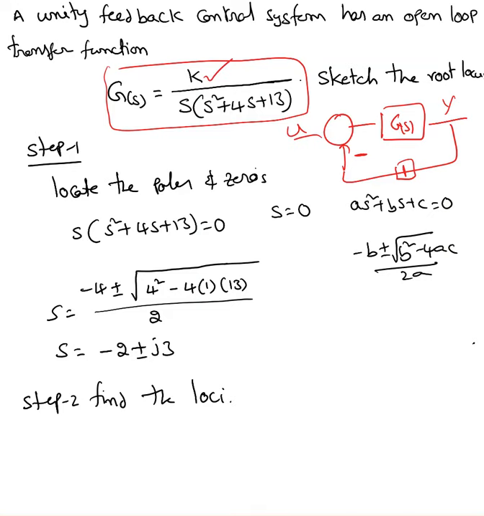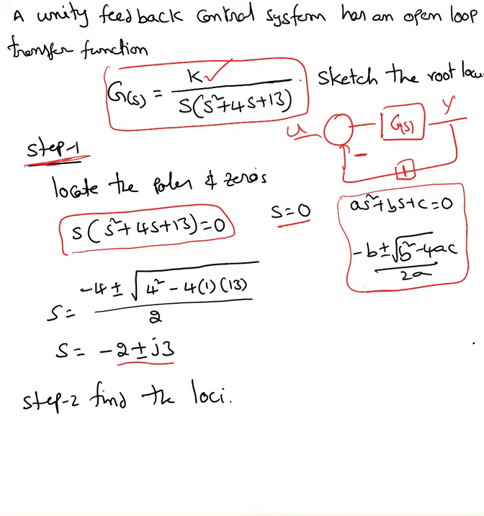So there are several steps. Step 1, locate the poles and zeros. The denominator is called the characteristic polynomial. When I make it equal to 0, we call that the characteristic polynomial equation. Now, if I make it equal to 0, I end up with s equal to 0 and then the remaining 2 poles. So it's a third order system, so I end up with 3 poles: s equals 0 and s equals minus 2 plus or minus j3, by using the quadratic equation formula.